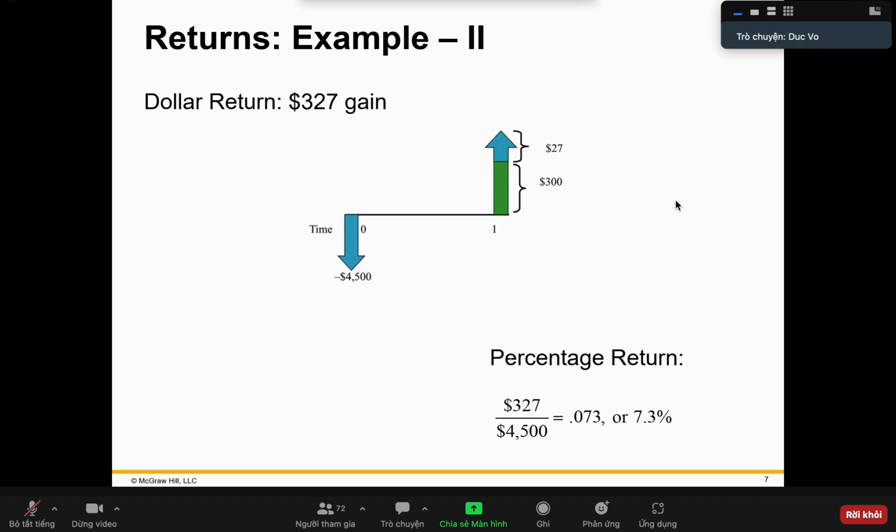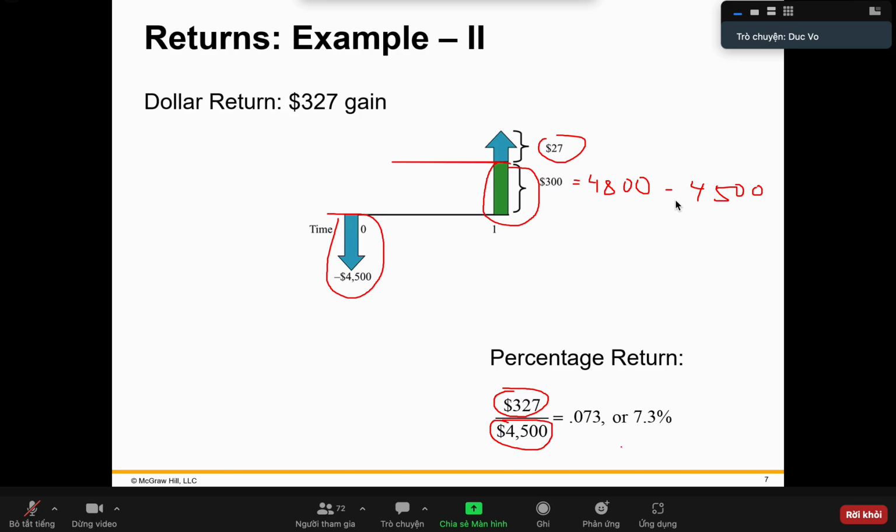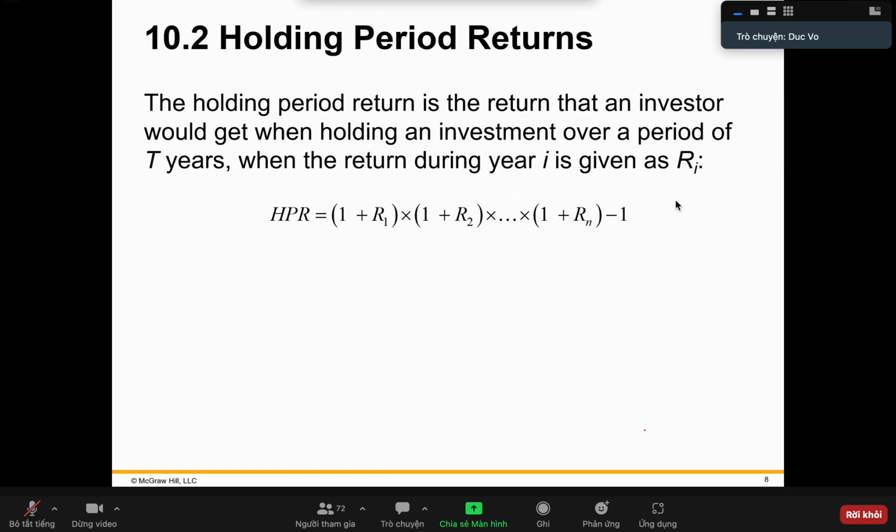So if you put it in a graph, you can say, okay, here you invest that amount, 4,500, and you get a capital gain of 300. Don't forget, this is the difference between 4,800 minus 4,500. Right, and this is your dividend. So the total dollar return is 327, the total invested amount is 4,500, and your total return is 7.3%. So that's simply the way you work out return, right?